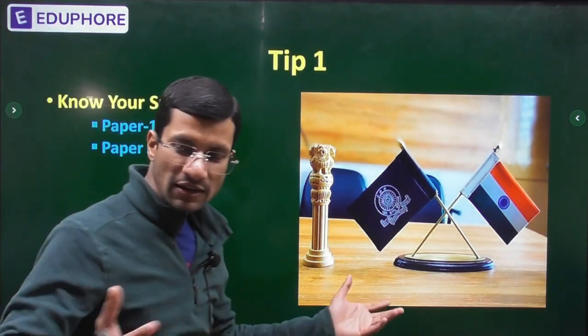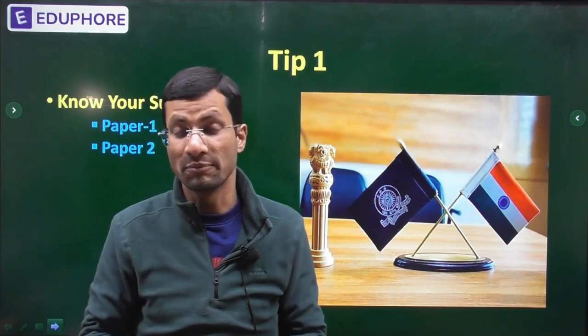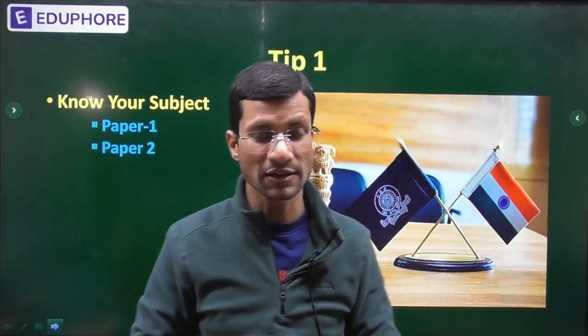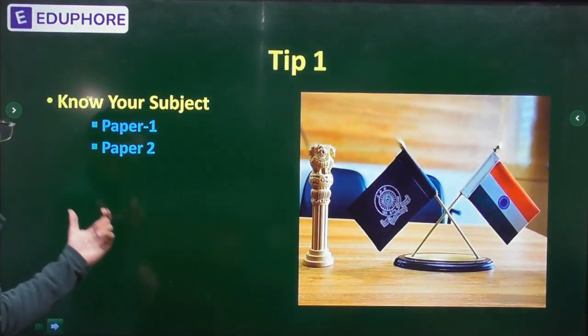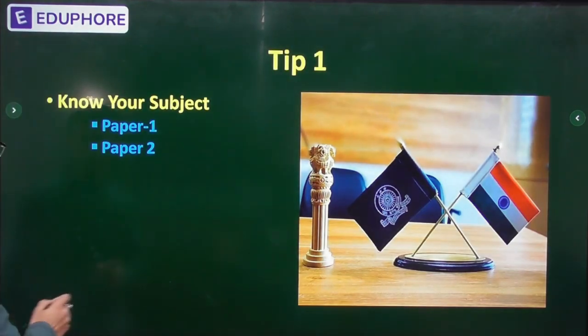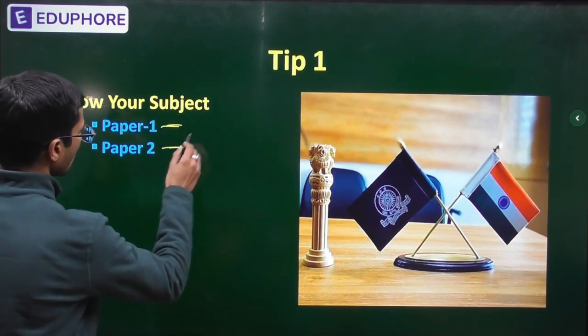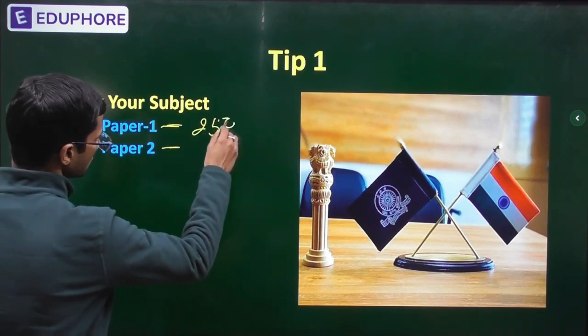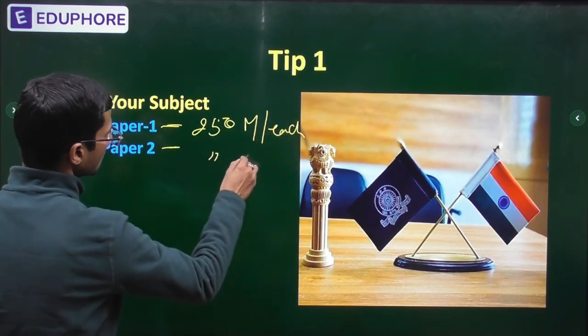Like any other optional subject, which is basically of 500 marks in aggregate, there are 2 papers. Even economics has these 2 papers, paper 1 and paper 2, and both the papers are of 250 marks each, remember, 250 marks each, fine.